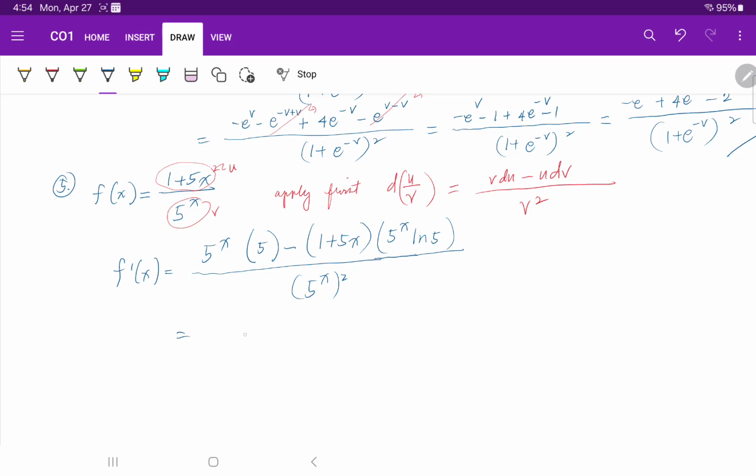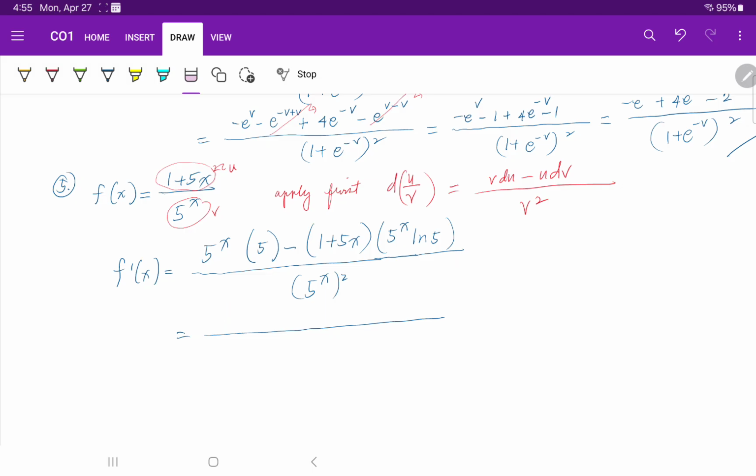So, if we simplify this, do we have a common factor in the numerator? Check for common factor. What's common? 5 to the x is common, right? How about 5? It's not, because on the next term, you have ln of 5. So, is 5 common? It's not, because 5 is in the first term, but there's no 5 in the second term. Okay. So, it's not common. So, what do we do?